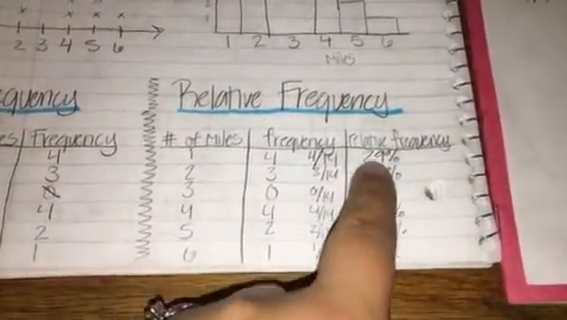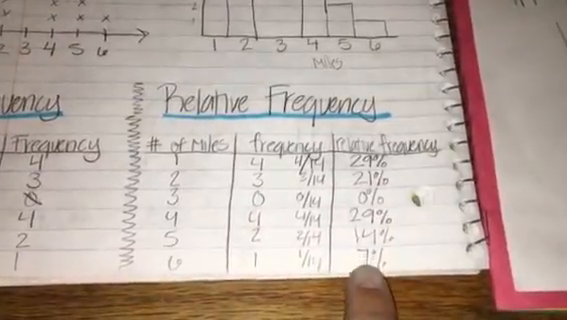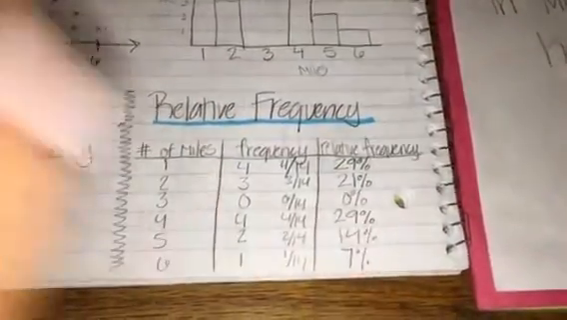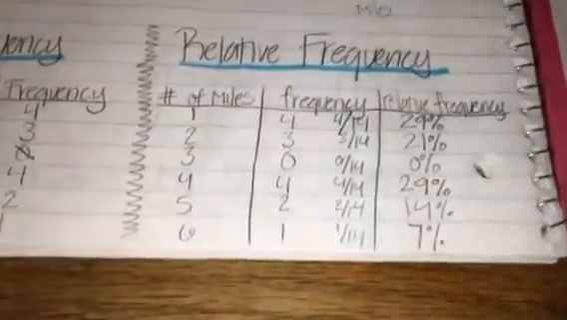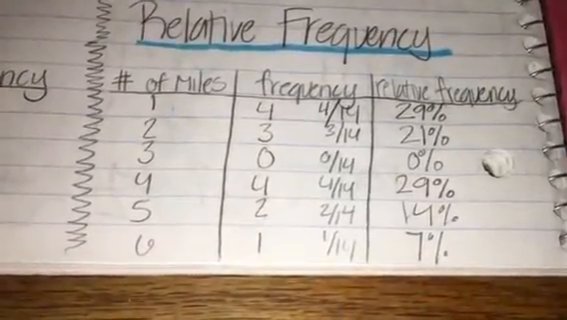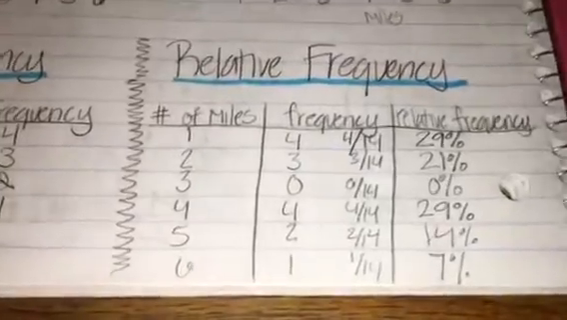Also, when you get done with your relative frequency table, when you add up everything, it should add up to 100%. So keep that in mind. When you guys add it, if it doesn't come out to be 100%, then you may have done something wrong. I think this adds up to be 100%. So that's the relative frequency table.